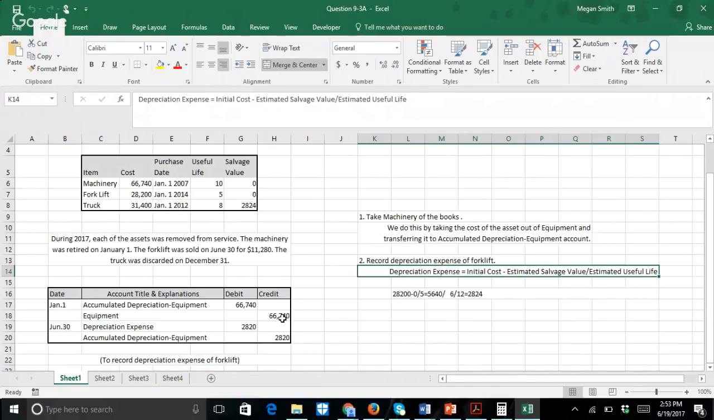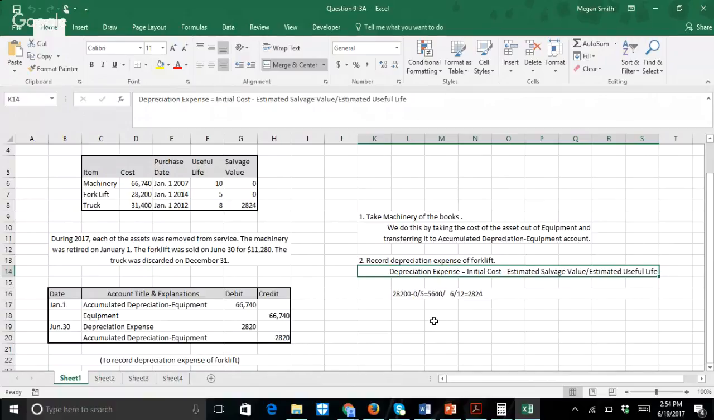The next thing we want to do is record depreciation expense for the forklift. And if you recall from the reading, depreciation expense equals the initial cost, which was $28,200, minus the estimated salvage value, which on this is zero. And then you divide that by the estimated useful life. And for the forklift, that was 5 years.